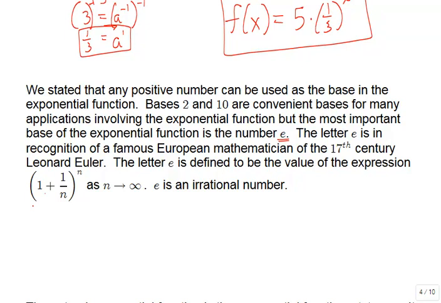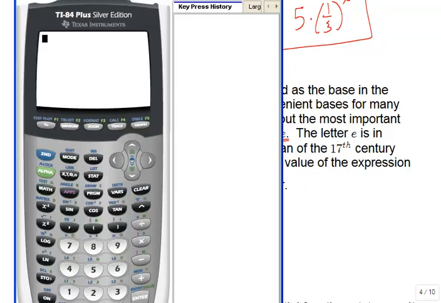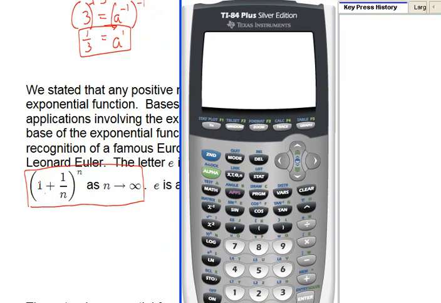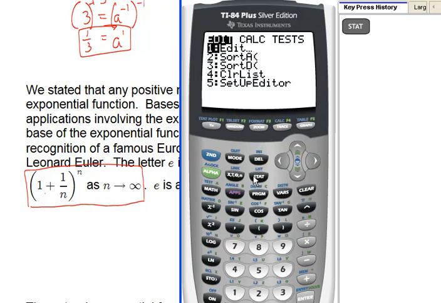Now we said that e was defined to be the value that this expression goes towards as n gets bigger and bigger and bigger. So I want to show you what this becomes. So I'm going to pull out my calculator. Let me move it over here just a little bit. And I'm going to show you how to find out what these values are as n gets bigger and bigger, and I'm going to do it using lists. So what you're going to do on your calculator is go to the stat button, and we're going to create two lists. So I'm going to edit them, which is option number 1. So either hit 1 or hit enter.